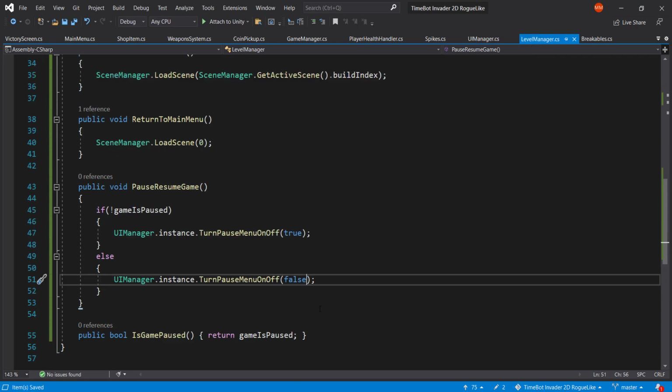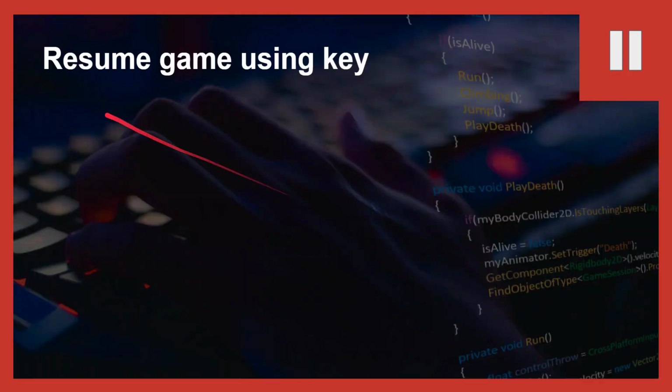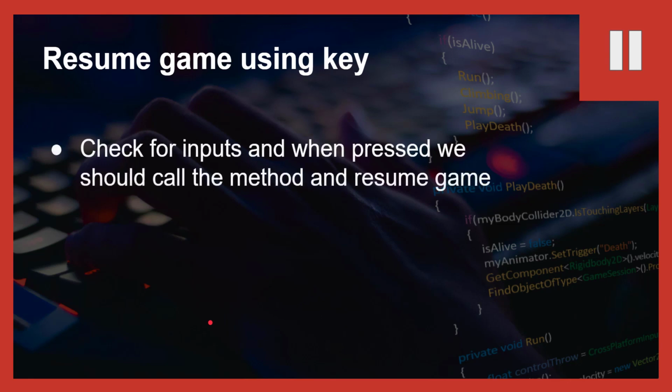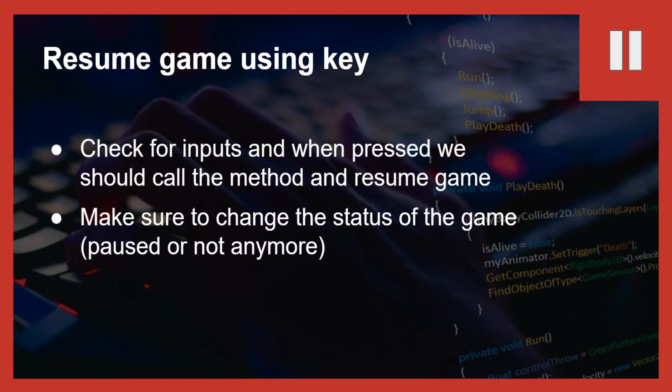So with that out of the way, there is something that we still need to do, and that is actually change this game as paused using some kind of button. And this is going to be your challenge: to resume the game using some kind of key. So check for inputs, and when pressed, we should call the method to resume or pause the game, and make sure to change the status of the game, so if it's paused or if it's not anymore.